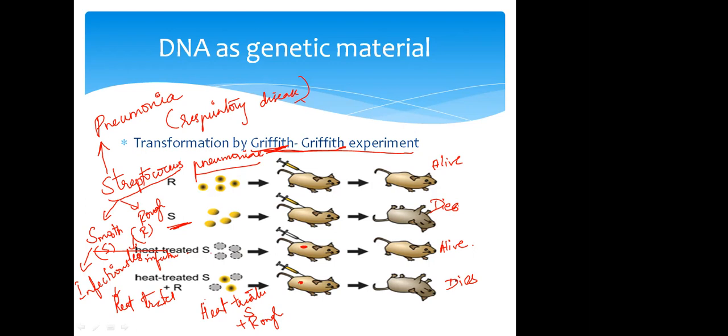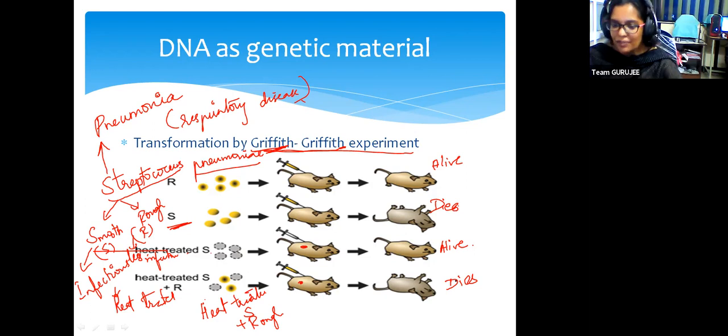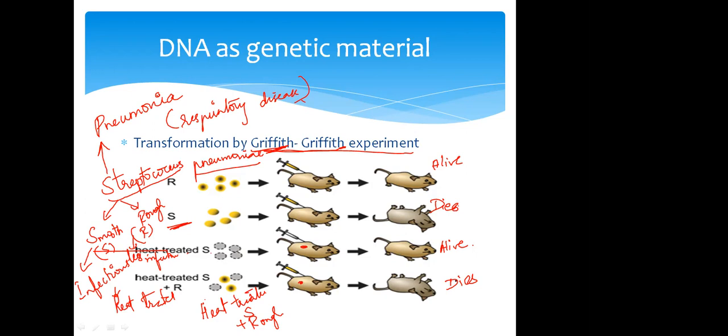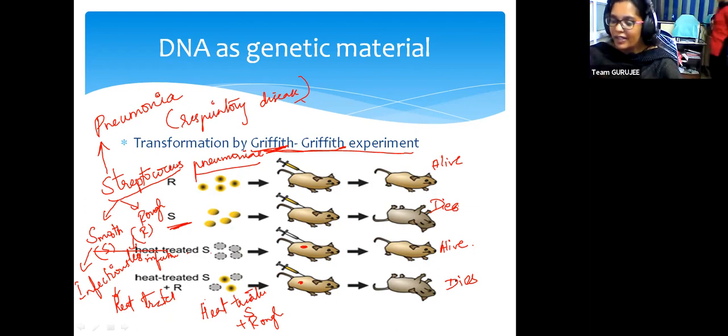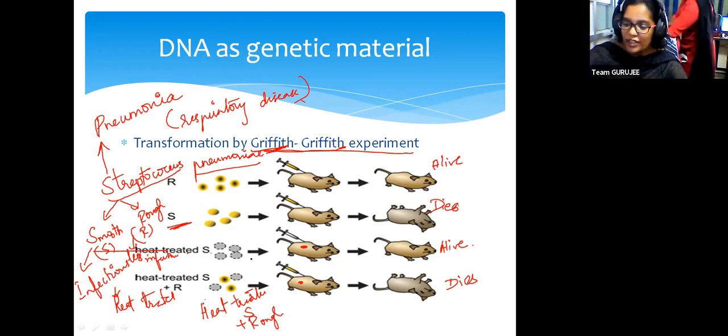What is the reason? Ma'am, some bacteria have been transformed from R to S. Yes, not bacteria, something has been transferred. So he concluded that something has been transferred from one cell to another cell, but he didn't know what that thing was. He couldn't give any further information about it, so this concept was not accepted by everyone.